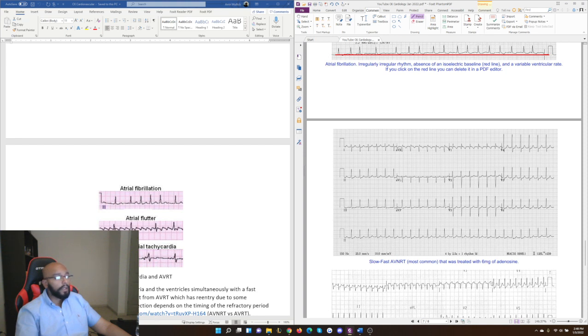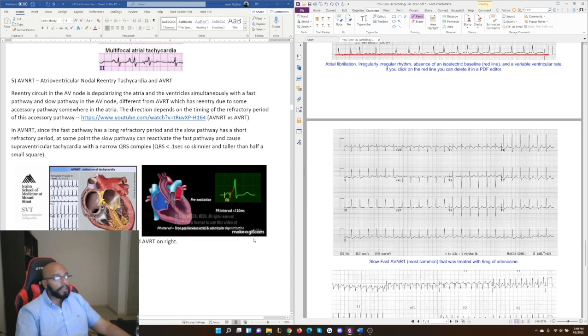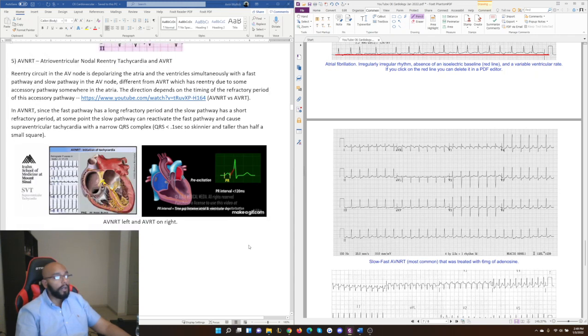And it is tachycardic, right? Because between these two guys, there's barely two boxes. So there's a high heart rate. We even have a missing QRS, right? So multifocal atrial tachycardia. Now here comes the bigger guys, AVNRT and AVRT.